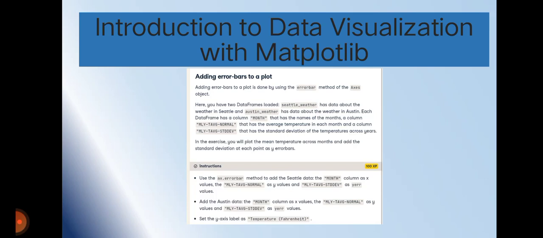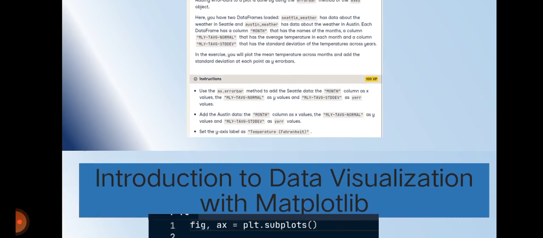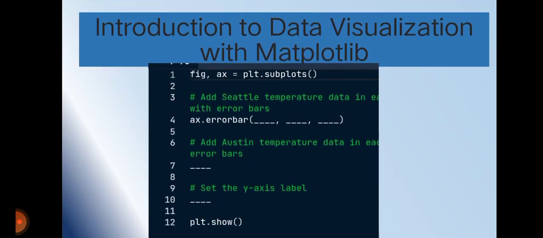Now, adding error bars to a plot, how does it work? It's simple in Matplotlib. We just use the errorbar method for the Seattle data. Then we add the Austin data, like the month and the monthly normal, and then we set the y-axis label as temperature in Fahrenheit. So this is the example. We create the figure and axis with plt.subplots, then plot the Seattle temperature data with error bars, set the y-axis label to temperature in Fahrenheit, and then call plt.show.